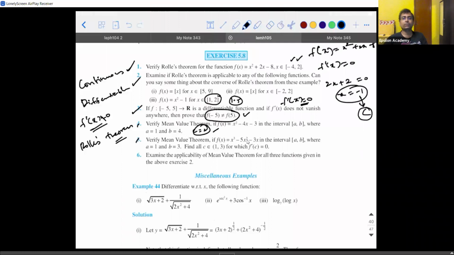Similarly, what about the fifth one? Verify mean value theorem if f of x is equal to x cube minus 5x square minus 3x in the interval a to b where a is equal to 1 and b is equal to 3. Find the value of c that belongs to 1, 3 for which f dash of c is equal to 0.